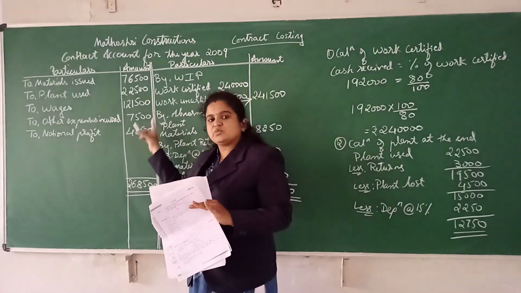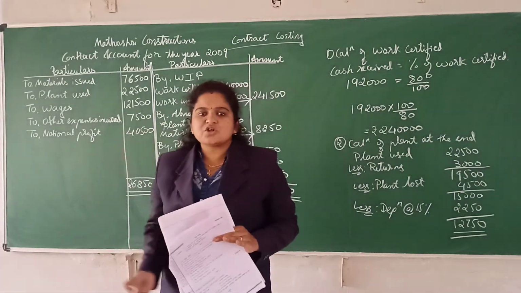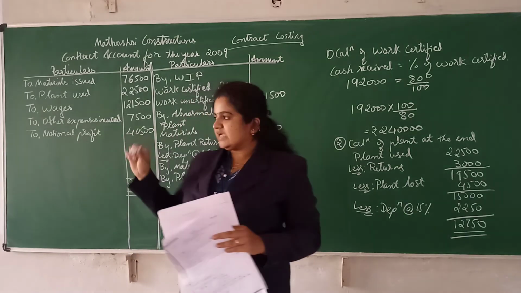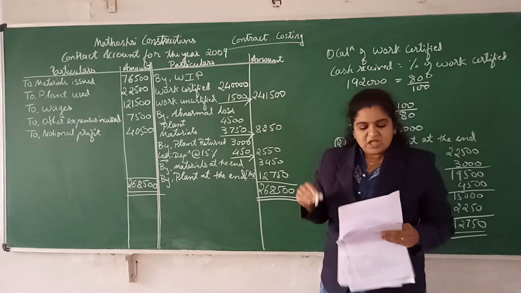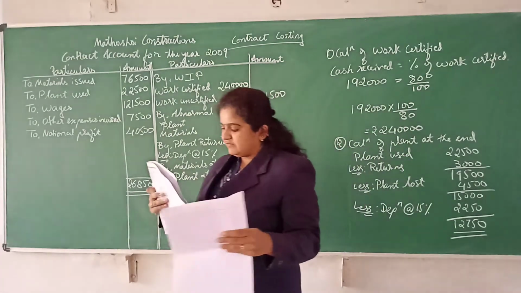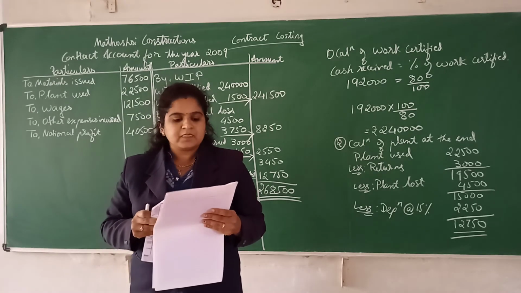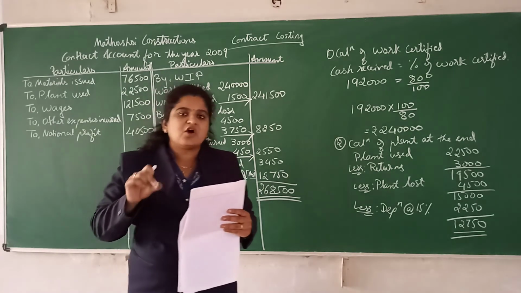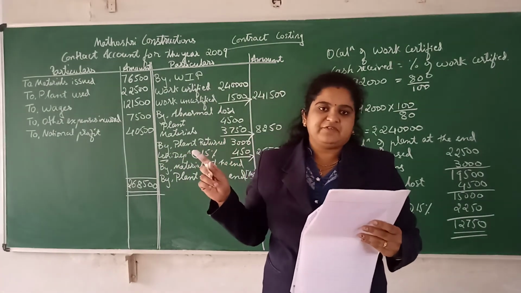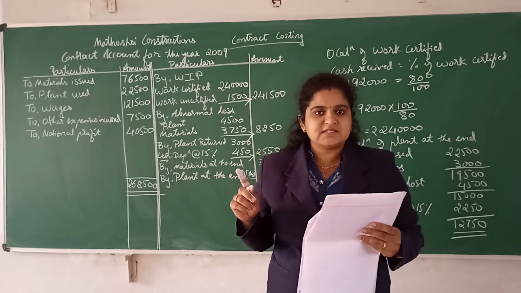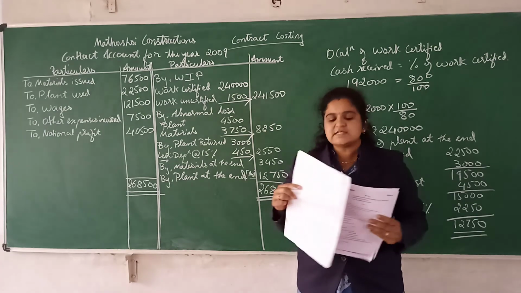Now this profit has to be transferred to profit and loss account based on how much contract is completed. Now we will check how much percentage of work is completed. Now go through the problem. So there they have given contract price is 4,50,000, isn't it? So we will find out how much percentage of work is completed. So work certified divided by contract price into 100. You will get that percentage, how much percentage of work is done.